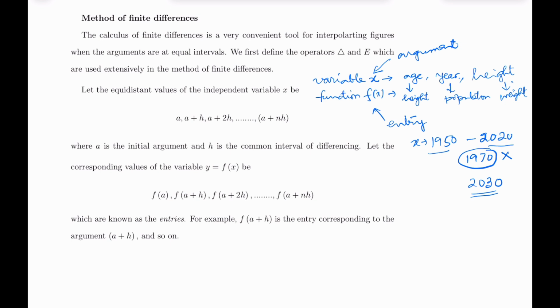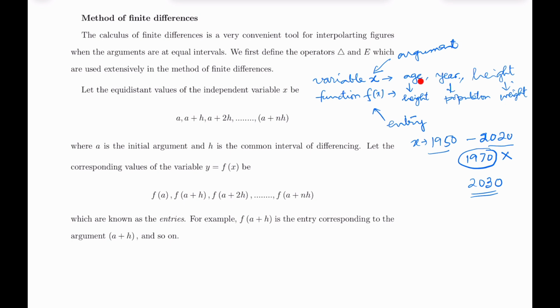In an earlier lecture, we have seen what is interpolation and what is extrapolation. We have two terms. One is the variable which we denote by x, and this is called argument in interpolation. The function of x which is denoted by fx is called entry in interpolation. For example, the variable x may be age, it may be year, it may be height and so on. The function of x, that is fx, may be height.